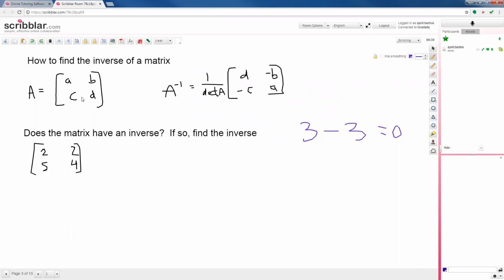So when you have this matrix, this is the original. It's called matrix A here. And to find the inverse, we use this formula, A to the -1, that's implying the inverse matrix. So you do 1 over the determinant times, and then you switch a few things around. The A and the D switch spots.